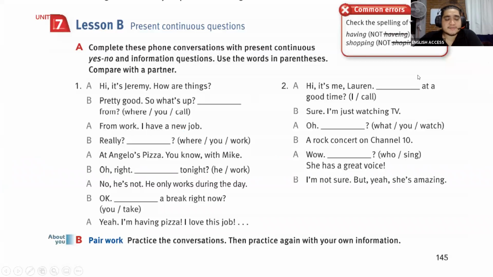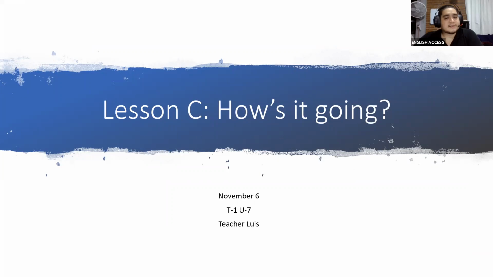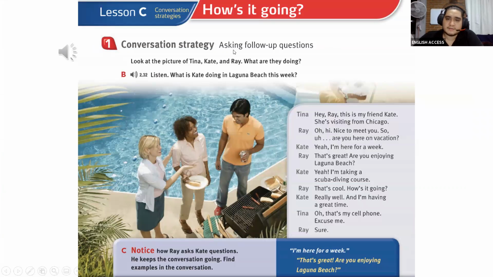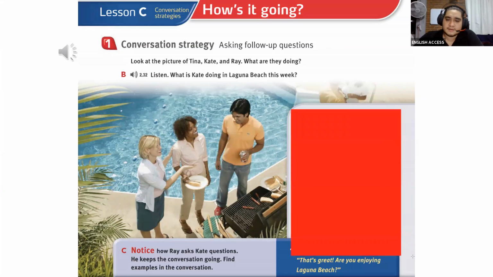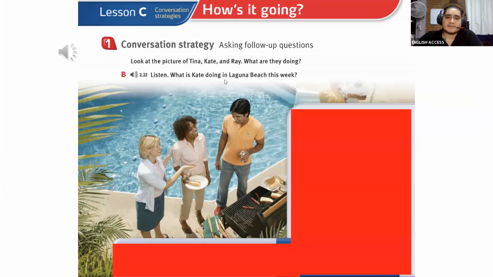Okay, so that's it for lesson A and B. Do you have any questions about that? Or can we continue? Continue, teacher. Okay, good. Now we have here lesson C. How's it going? Now, to start with, we're going to answer this question. We have here a picture of Tina, Kate, and Ray. What are they doing? So tell me, what do you think they are doing?